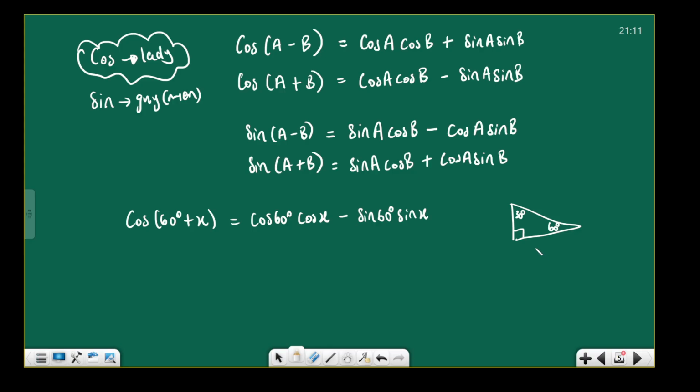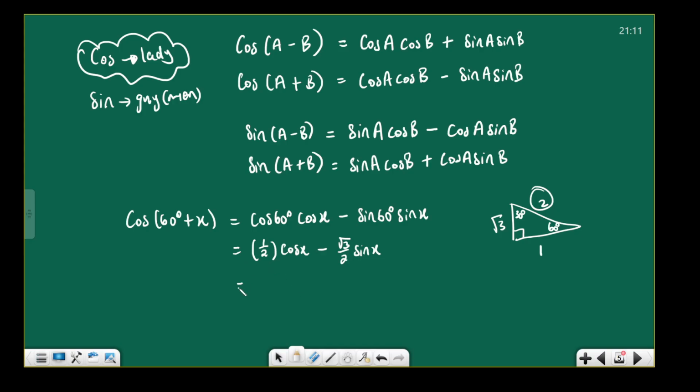This is the 1 2 3 triangle, 1 2 3, then you put the root there. Okay, so for cos 60 you would say adjacent over hypotenuse, so that is why you would have 1 over 2 there, and then you'll have cos x. While for sine 60, you would say opposite over hypotenuse, meaning that you would say root 3 over 2, and then you'll have sine x. Good people, you are okay if you did it like this.